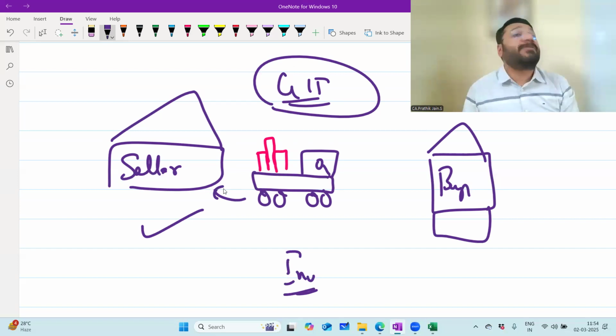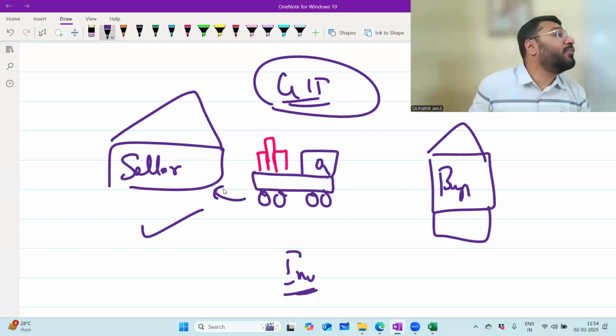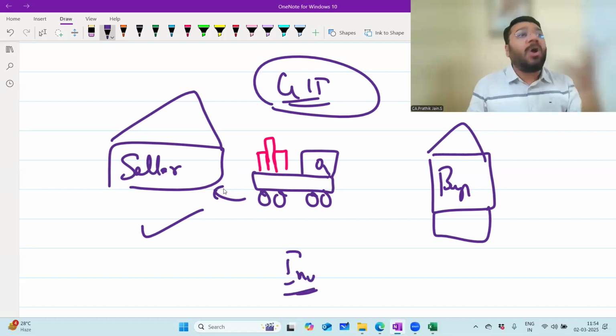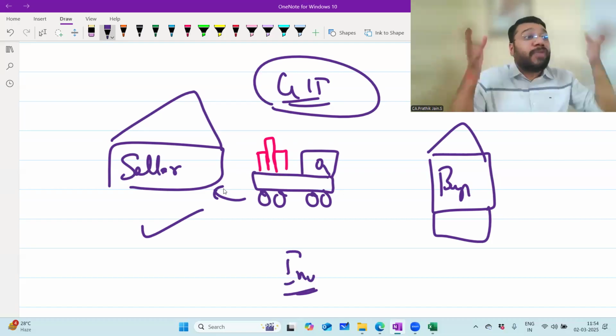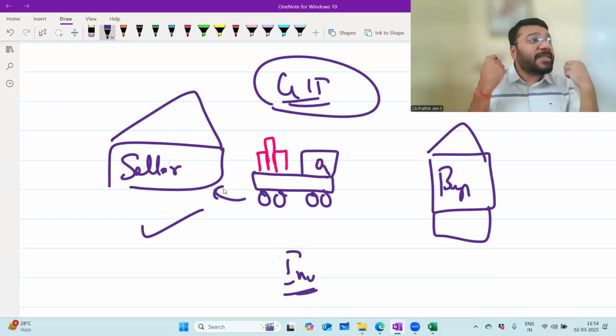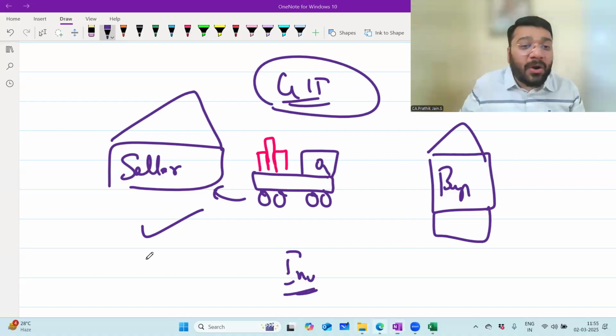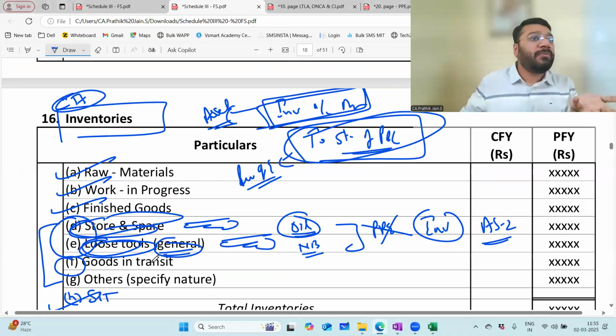So whoever is taking the responsibility of the goods that is there in transit, that person will show the inventory in their books of accounts. So it could be either buyer or the seller. Whoever is taking the responsibility of that goods which is in transit. If something happens to that goods, if it is getting damaged, with an accident, I will take the responsibility. Like that, whoever says that, that person will record the goods in transit. Because somebody has to record.